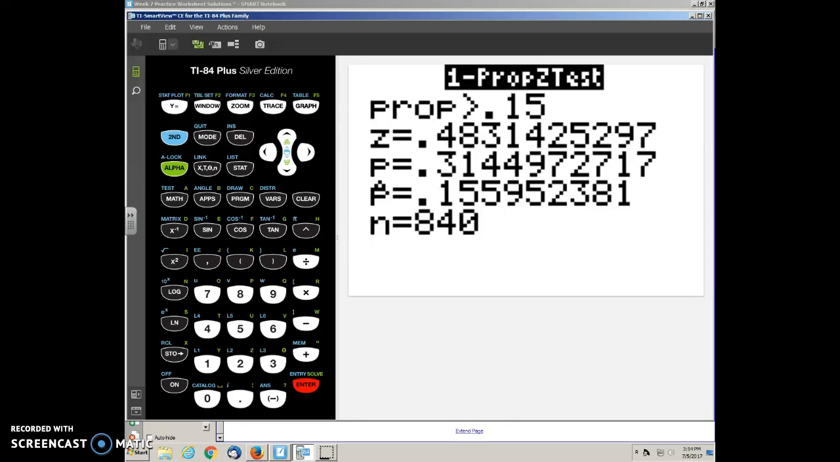P, which is p-value, is 0.3145. So we're going to take that to 4 decimal places. P-value 0.3145. And it even tells you what p-hat is. P-hat is 0.155952. It is more than 15%. It is more than 0.15. But we just found out that it is not significant enough to support our claim. So let's write down the p-value, 0.3145.